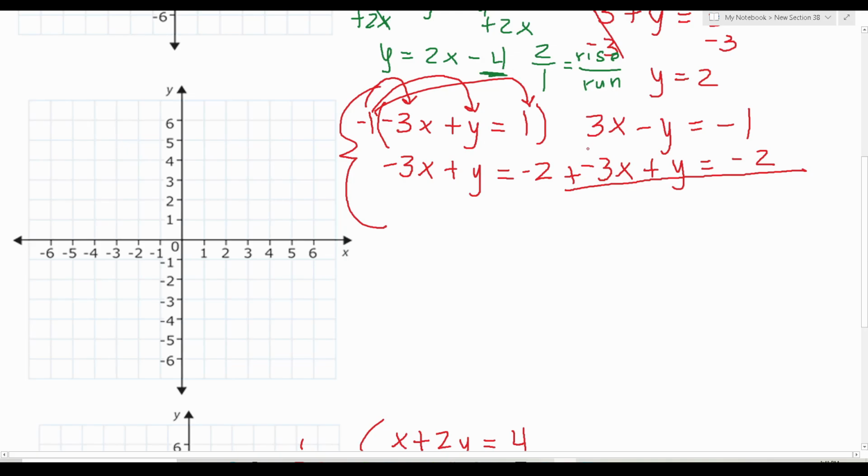3x minus 3x. Well, that's nothing. That's eliminated. -y plus y is eliminated as well. So we have nothing on this left-hand side of the equal sign. -1 plus -2 is -3. So we have this statement, 0 equals -3. And that is an untrue mathematical statement. In light of that, we have to say that there is no solution to this system of equations. But that said, let's understand why by graphing the equations of the lines in this system of linear equations.